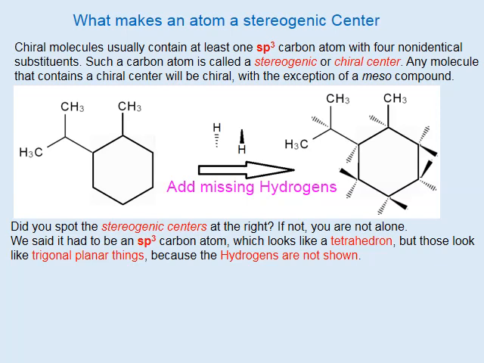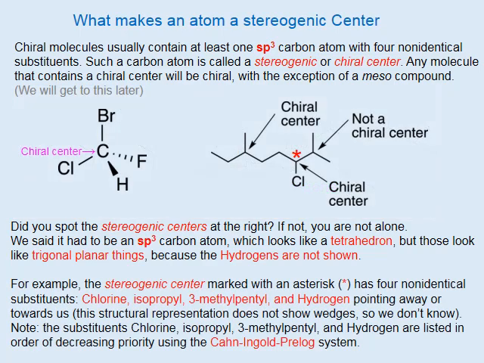Just remember that carbon has 4 bonds. If you see only 3 bonds, then there is 1 hydrogen that is not shown. If you see only 2 bonds, then there are 2 hydrogens that are not shown. Now that we know about the incognito hydrogens, it is easier to see why the carbon marked with an asterisk is a chiral center. This is an sp3 carbon with 4 non-identical substituents: chlorine, isopropyl, 3-methylpentyl, and hydrogen.